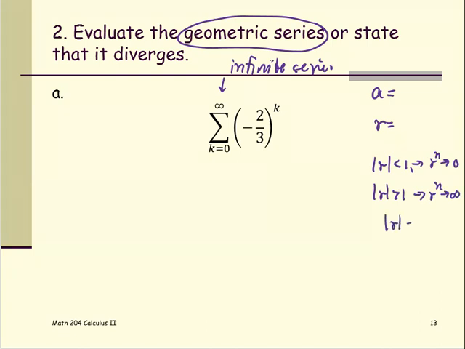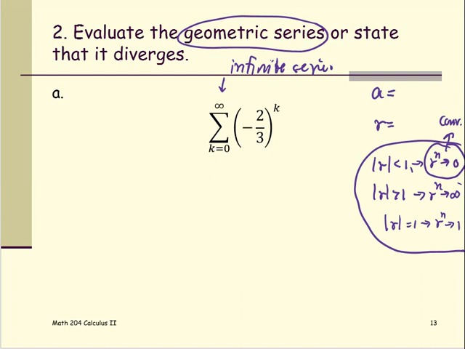If the absolute value of r equals 1, then r to the power n approaches 1. And these three cases are going to help you identify whether this geometric series converges or diverges. If r to the power n approaches 0, this tells us that the geometric series converges. And the other case is diverges.